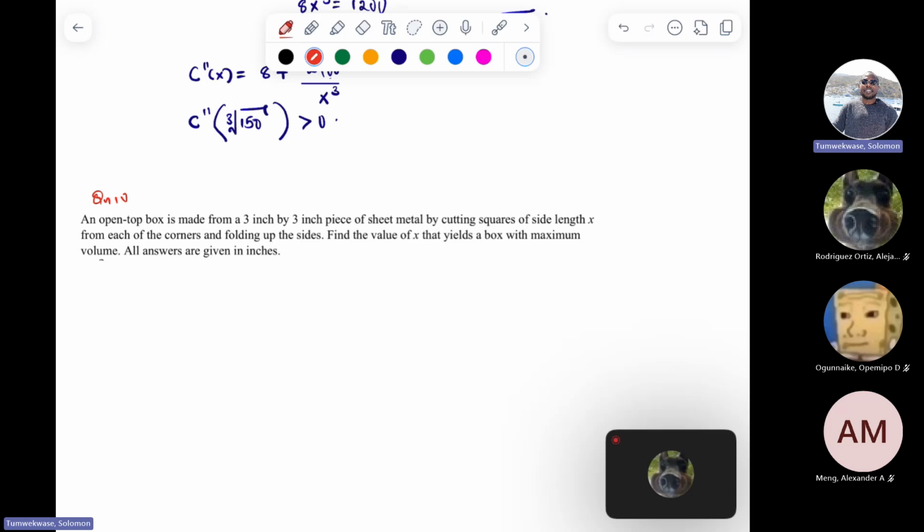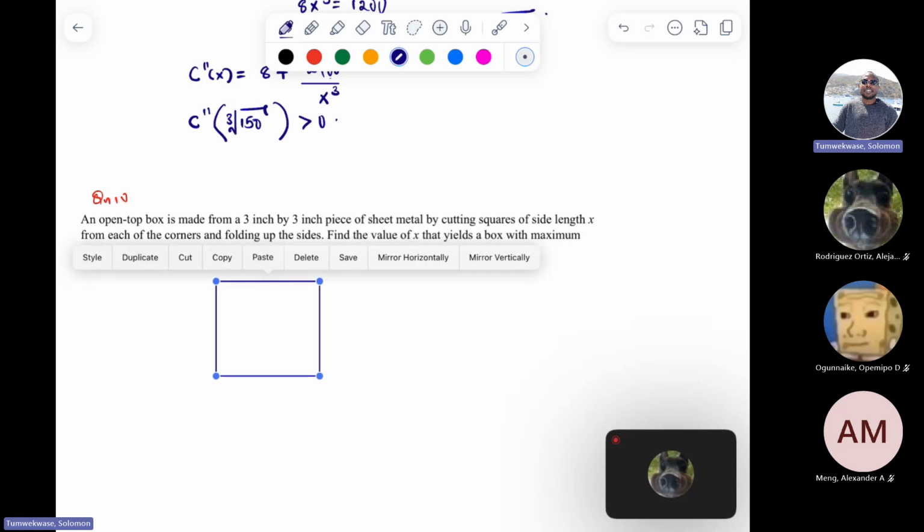So we have a sheet which is like this. In fact, let me not draw a rectangle, it's just a square. So I hope that looks like a square, and it is a 3 by 3, so it has 3 by 3 right there, right?